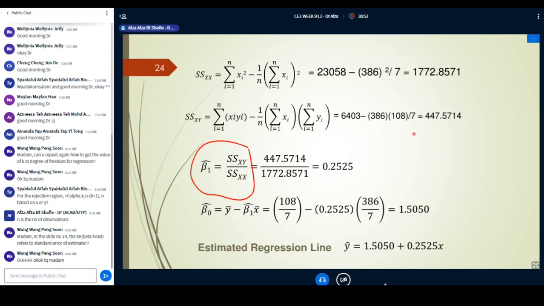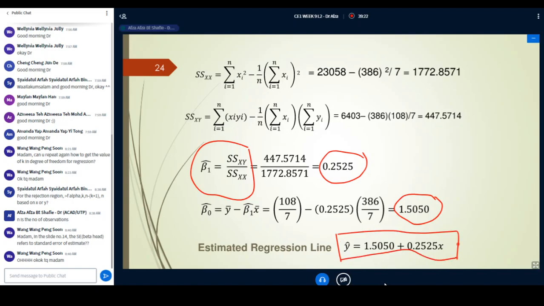In the end, I get my sum of squares for the x is this value, and my sum of squares for the y is this value. So in order to get my beta 1 hat, I get a value of 0.2525. And I plug in the value to get my beta naught. So my beta naught gives me 1.5050. So my equation line will be a value of this.